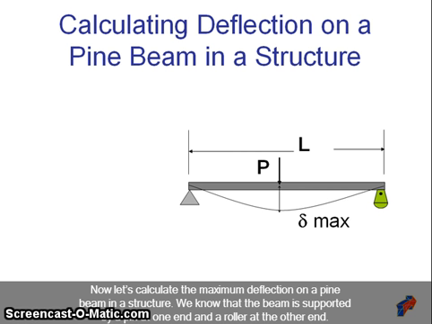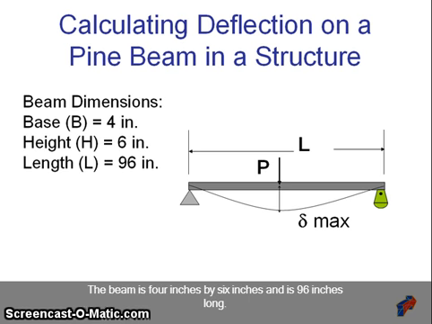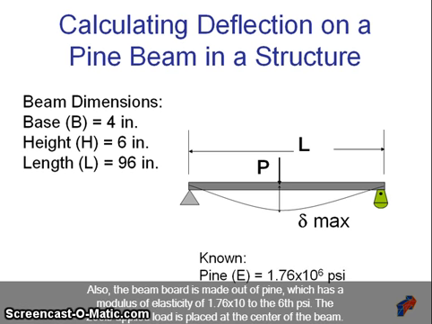Now let's calculate the maximum deflection on a pine beam in a structure. We know that the beam is supported by a pin at one end and a roller at the other end. The beam is 4 inches by 6 inches and is 96 inches long. Also, the beam is made out of pine, which has a modulus of elasticity of 1.76 times 10 to the 6 psi. The 200-pound applied load is placed at the center of the beam.